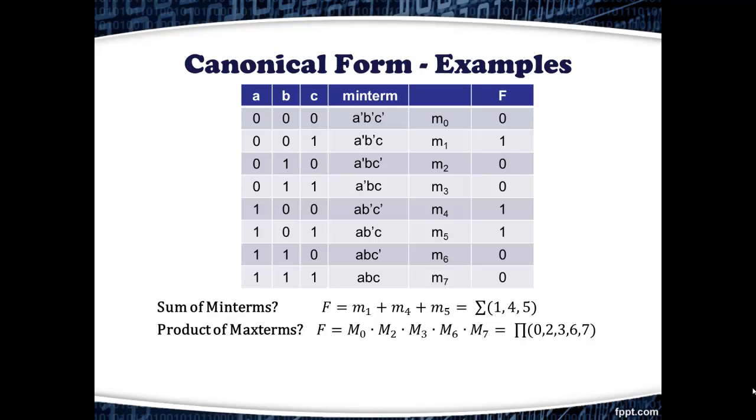Alternatively, if we wish to express the function as a product of max terms, we look for those rows which have a 0 in the result column. This leads us to the product of the max terms 0, 2, 3, 6, and 7. Notice that these numbers 0, 2, 3, 6, and 7 are the rows that did not appear in the sum of min-terms.